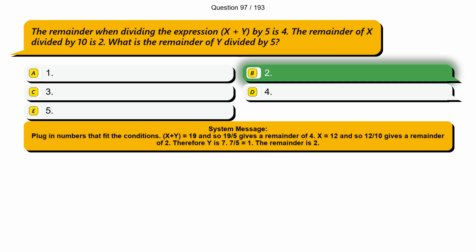Plug in numbers that fit the conditions. X plus y equals 19, and so 19/5 gives a remainder of 4. X equals 12, and so 12/10 gives a remainder of 2. Therefore y is 7. 7/5 equals 1. The remainder is 2.